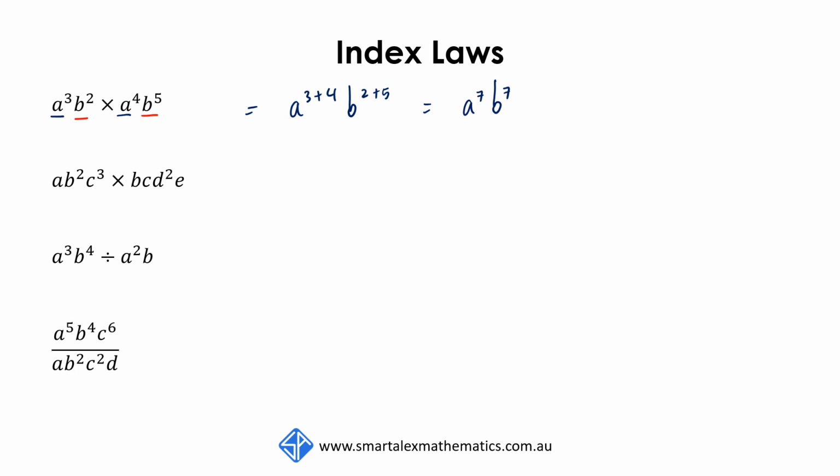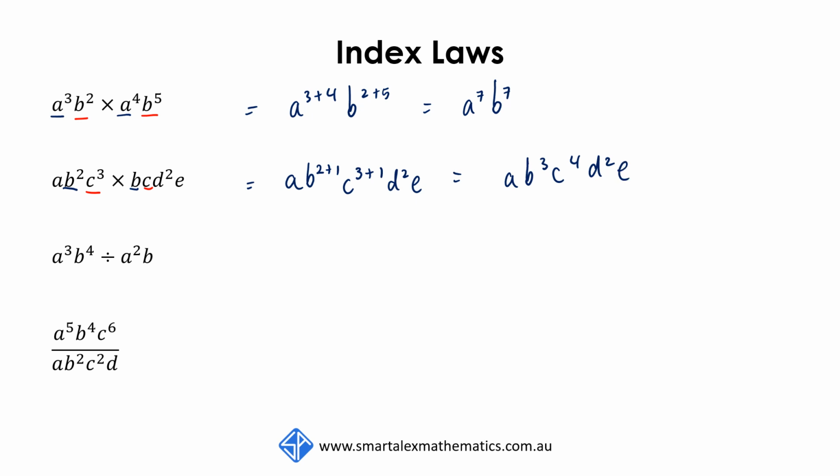The next one, we have a b squared c cubed times b c d squared e. Same process. First, identify the common bases. We've got b squared times b. We also have c cubed times c. And then we're going to start multiplying them. There's nothing to multiply with the a, so we just get a as is. b squared times b is the same as b squared times b to the 1, so we're going to get b to the power of 2 plus 1. c cubed times c is the same as c to the power of 3 plus 1. And then d squared stays the same, and so does e as well. And this will evaluate to a b cubed c to the 4 d squared e.